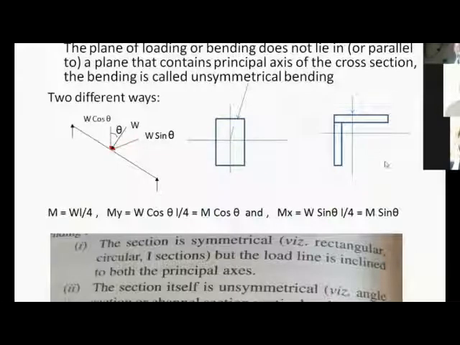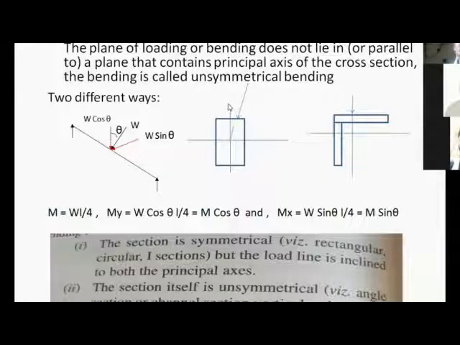There is no axis of symmetry here. If these two are identical, then there will be an axis of symmetry along the line joining the two corners. Along this, you'll have the axis of symmetry, and that will be the principal axis. Now, in this case, when the load is acting like this, it has two components.